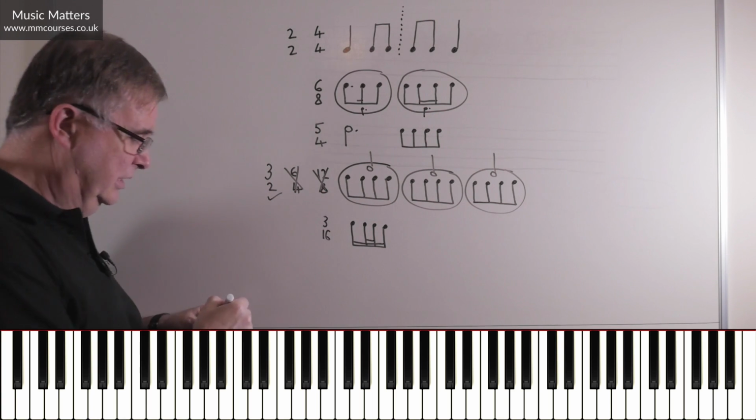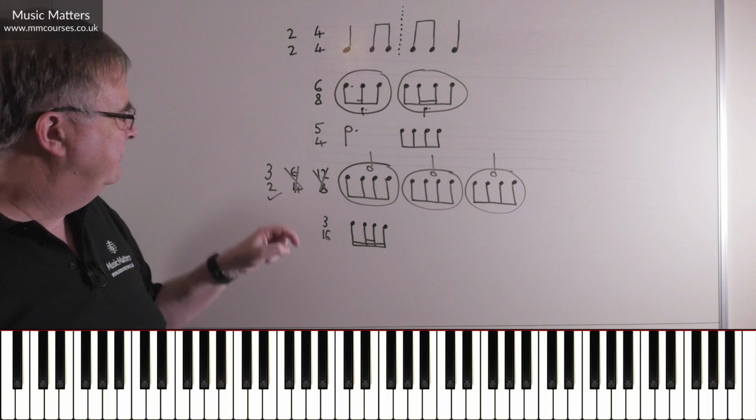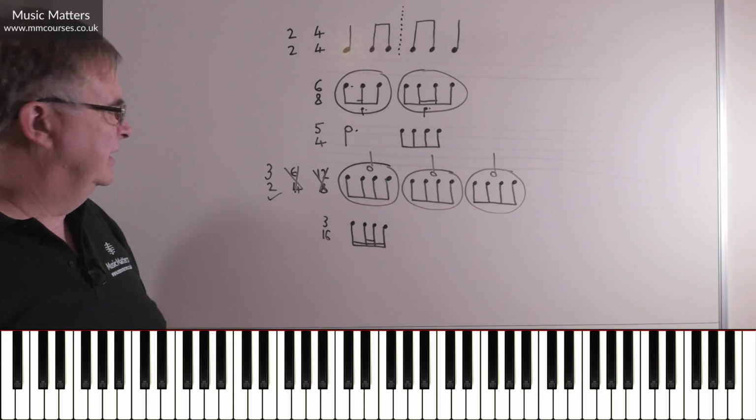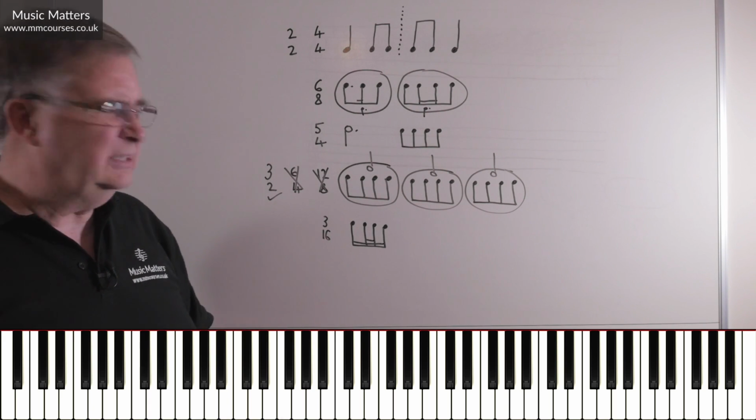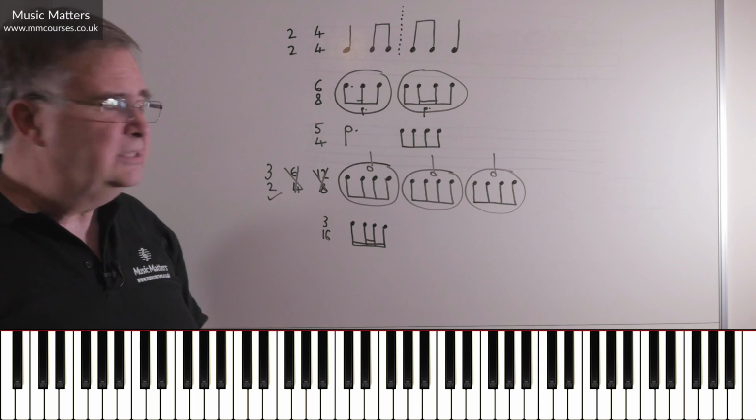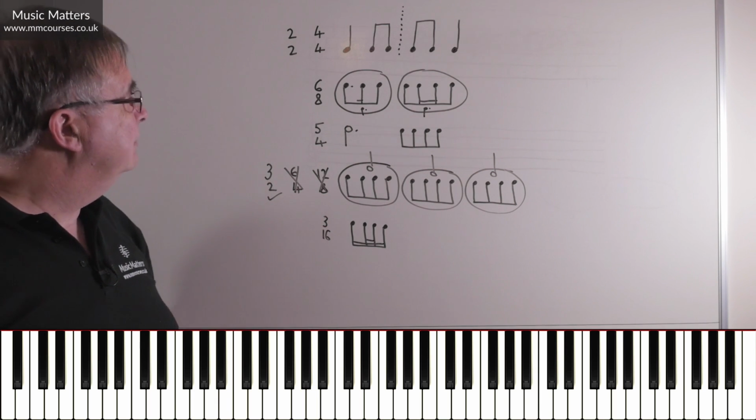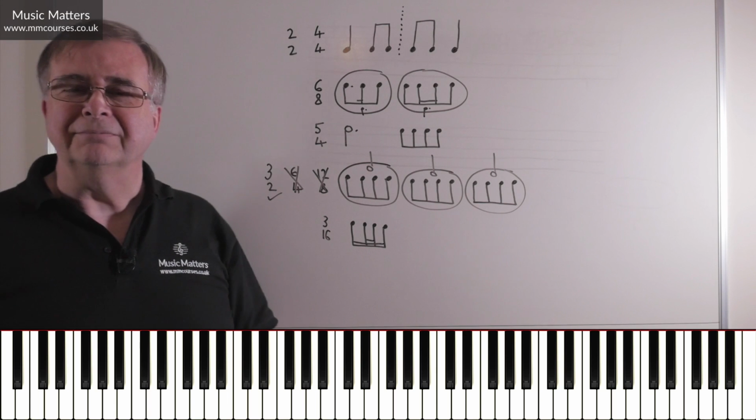You can't halve the 3 because it gives you 1.5. If you double it, you get 6, and then what's double 16? 32. That's sounding a bit ridiculous, isn't it? So really, there's another example where 3/16 is your only option.